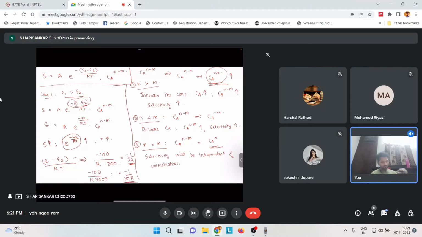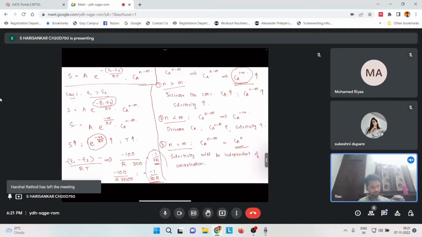So out of these two, we can definitely see that this one is more negative compared to this one, right? That is why if we increase the temperature, the overall negativity of this exponential will decrease, and it will lead to an increase in the value of this whole exponential term. So if we increase the temperature, the selectivity will also increase. So this is one case where E1 is greater than E2.